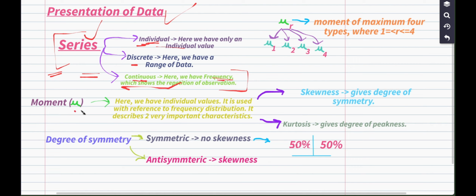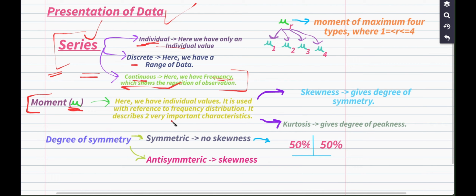So now come to the most important thing, that is moment, right? What is moment? Firstly you know the denotation of moment, that is mu, right? Mu. So here we have individual values, right? It is used with reference to frequency distribution. Here also we have individual values in mu. When we calculate the moment, it is used with reference to the frequency distribution.